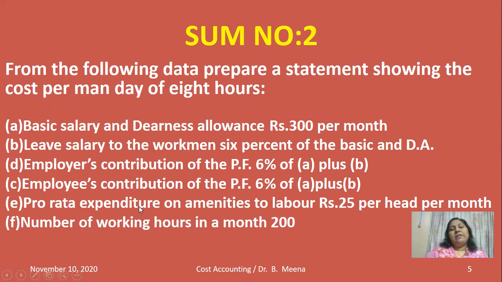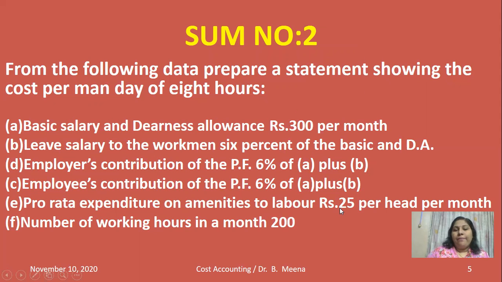Pro rata expenditure. This is an additional extra item. We are looking into this problem. Pro rata expenditure and amenities to labor 25 per head per month. So 25 rupees the company is going to spend for each worker for a month. So I want to convert for one day. So 25 divided by 25 days, I'll calculate the amenities cost is 1 rupee for a worker for a day.